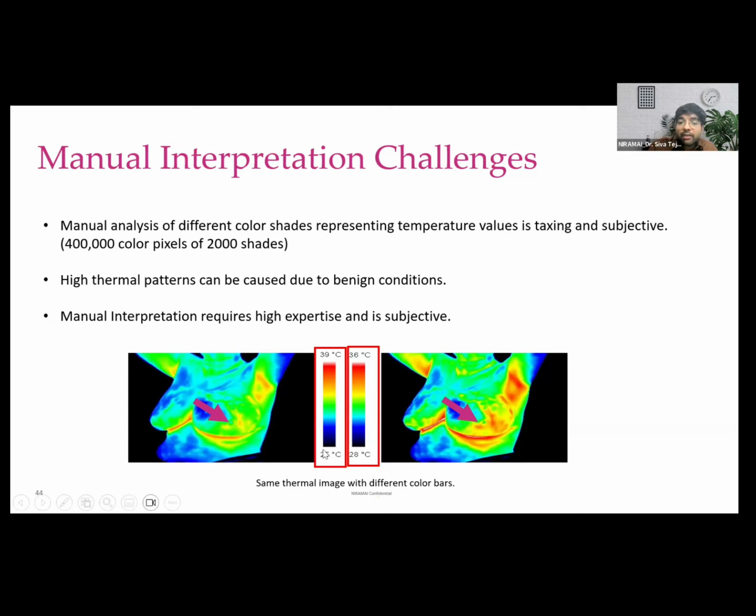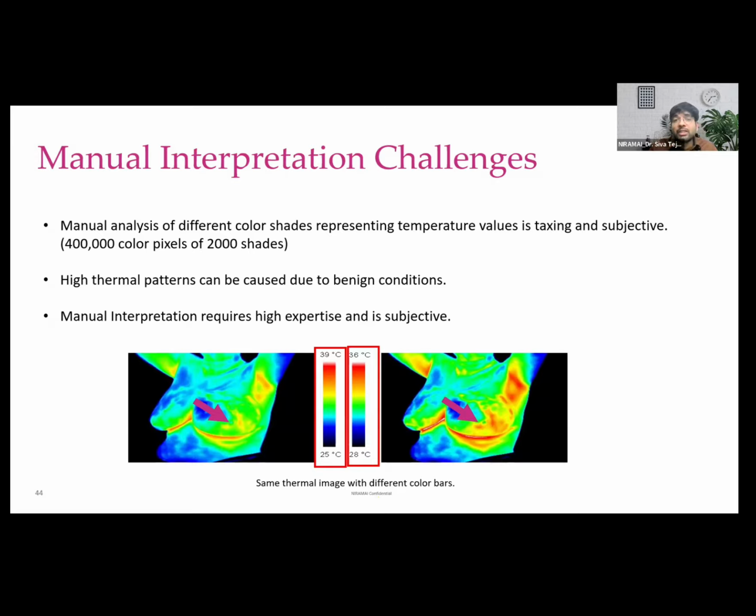So if you select 25 degrees centigrade as a lower limit and 39 degrees centigrade as upper limit, this image looks perfectly normal. You don't see any kind of abnormal heat pattern. But for the same thermal image, if you select 28 degrees and 36 degrees centigrade, you see a hot spot. And this is in fact biopsy-confirmed malignancy. So that's the main challenge. The temperature values which we see are very minute variations, and we rely on false color palettes. So it requires very high expertise to analyze this.